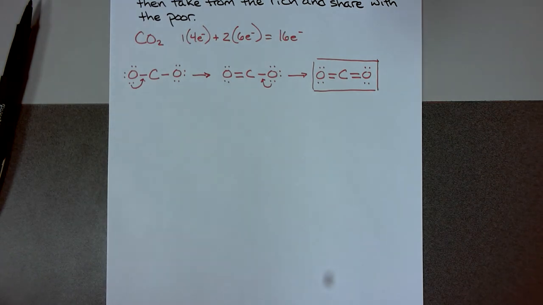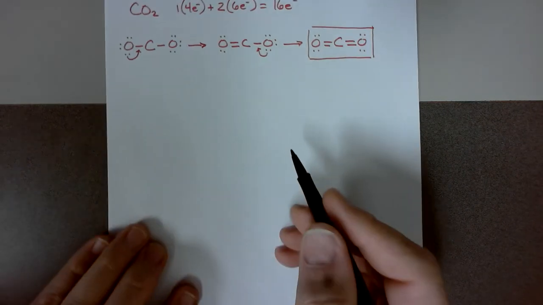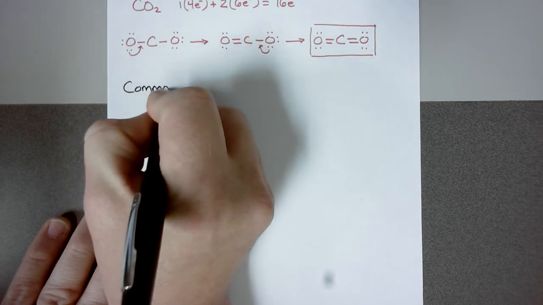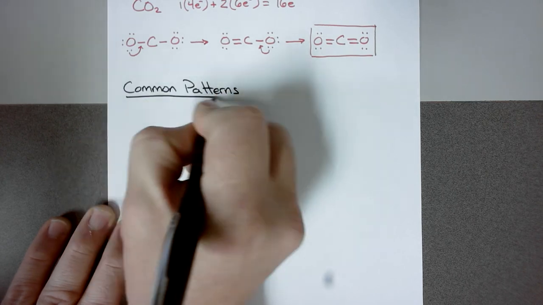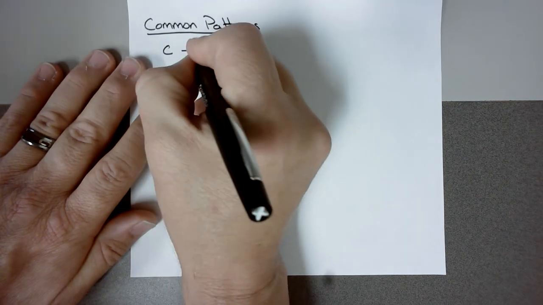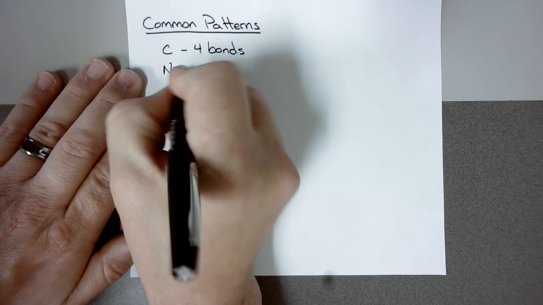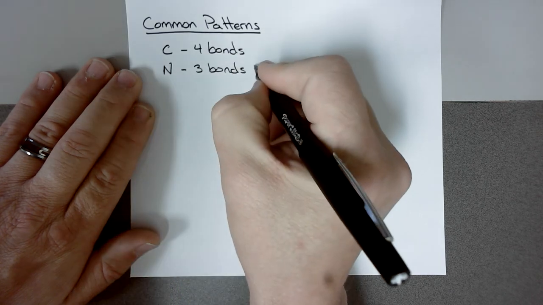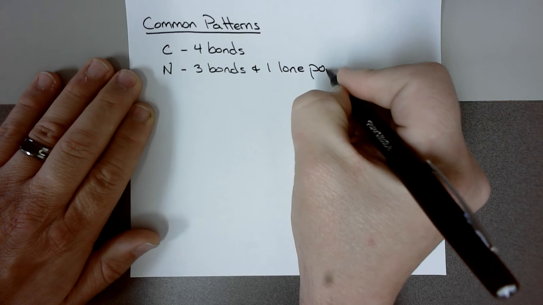Now when we're doing compounds, there's some patterns. Now remember, these are common patterns. They're not necessarily rules. They're just patterns to help you out. So some common patterns when doing structures would be: carbon will get 4 bonds, almost always. Nitrogen tends to have 3 bonds and 1 lone pair of electrons.